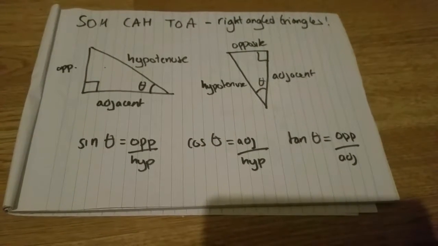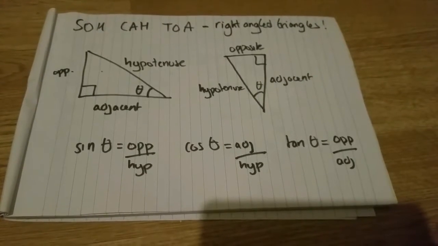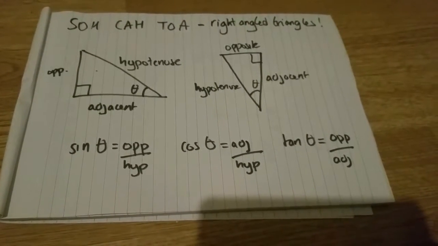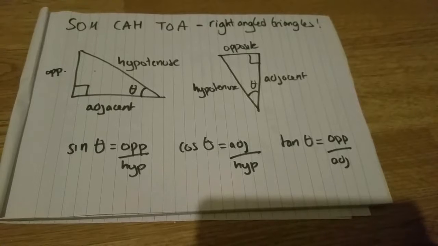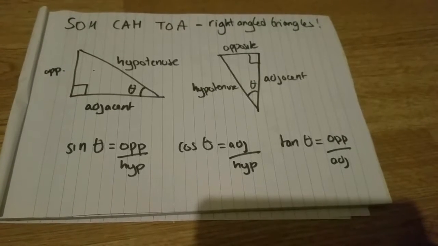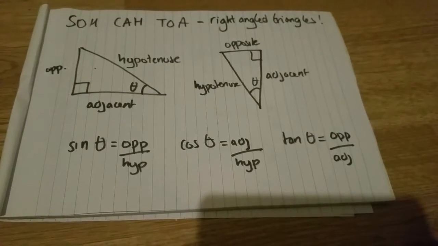Okay, as promised, a little trig video for you guys doing the GCSE foundation. And the first thing I want to say to you is you can forget the sine and cosine rule. You do not need to know them at your level. You need to know the right angle triangle, SOHCAHTOA, and that's it.